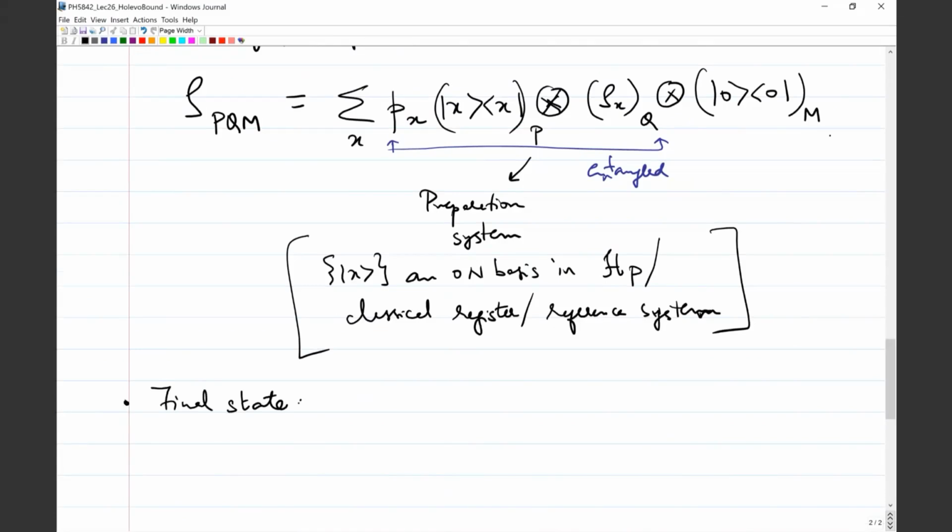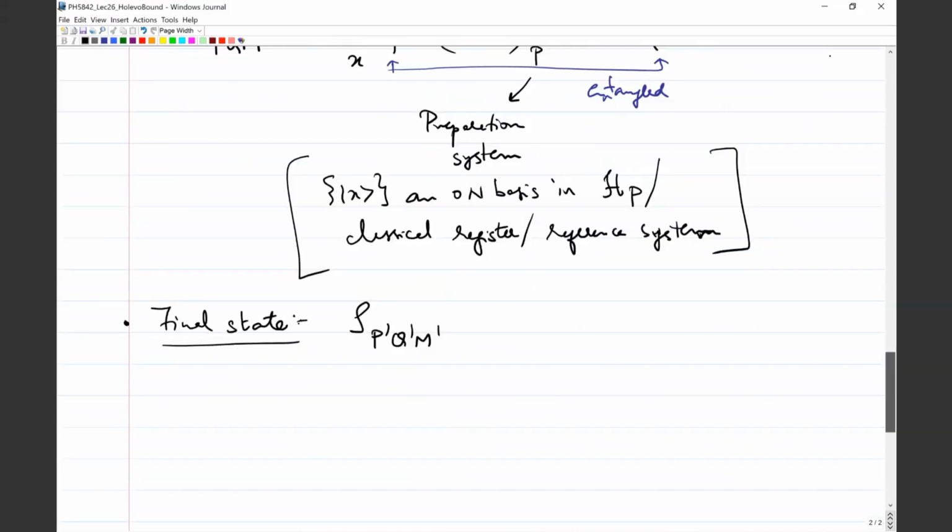So I'm going to call this rho P prime, Q prime, M prime, and P prime is going to be the same as P in the sense that no change has happened, but Q and M are going to undergo a change. So let's first recall what the measurement transformation looks like, right?